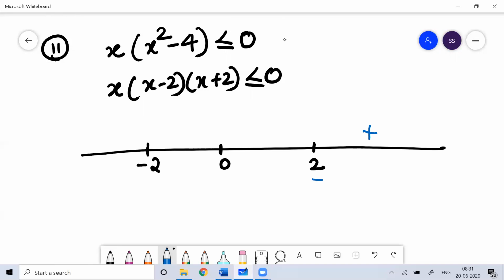Then you see this critical point. This is +2. So how do you get the +2? You got +2 from here. So what is the power? Power is 1. So the sign will change. It will become minus. Okay.